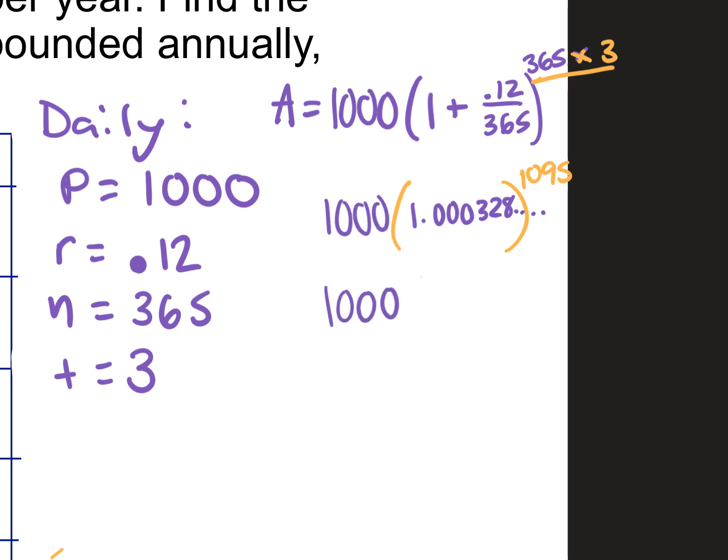So we should get 1.43324. Keep it in your calculator and do the last step. Multiply it by 1,000. So you get 1,433.244. The 4 tells me that I round up or stay the same? Stay the same. So $1,433.24.